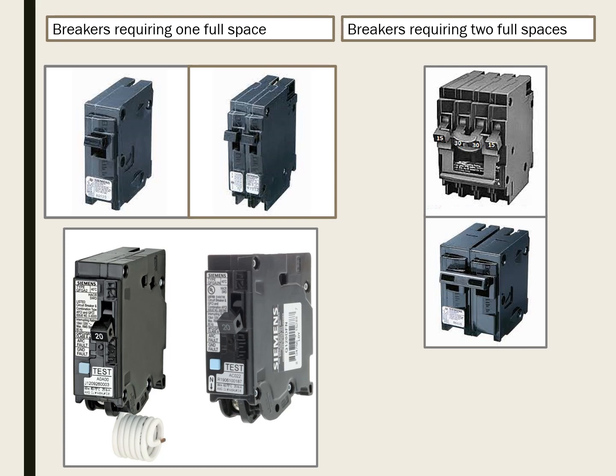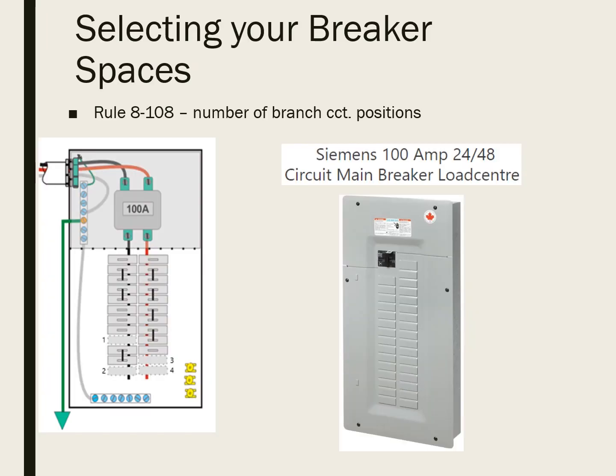Keep in mind when we're doing our panel selection, there's other things that are going to come into play. If we have any 2-pole breakers, they're going to take up 2 slots automatically. If we're going to be using arc fault or GFCI breakers, they're going to take up 1 full slot. So we need to be aware of all those conditions. Let's look at this example here where we have selected the Siemens 100 amp panel, and on the actual rating it says 24/48.